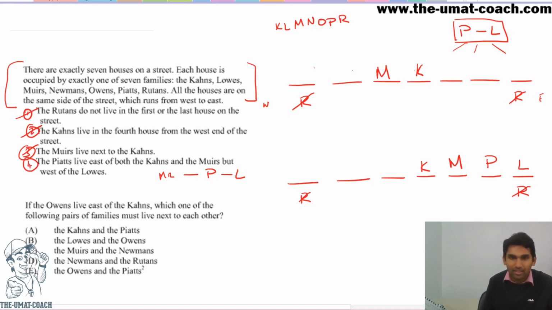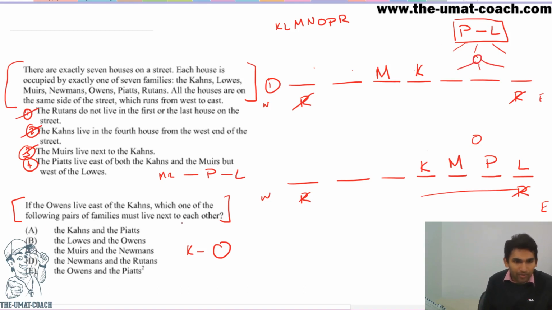Now P and L can still be somewhere. So look at what we have achieved. Okay, let's go try the question. If the O's live east of the K's, so they're saying that O is after K. Can we look at it? We don't have any space for O's to fit in east of the K's, so we're not looking at scenario 2. We're looking at scenario 1. So O has to be somewhere here.